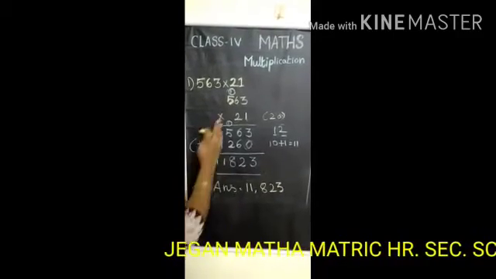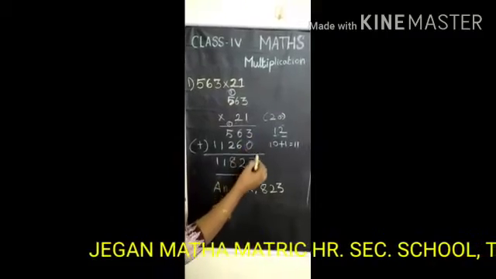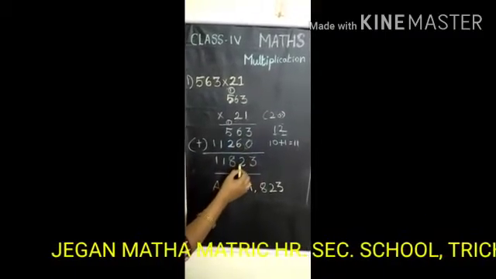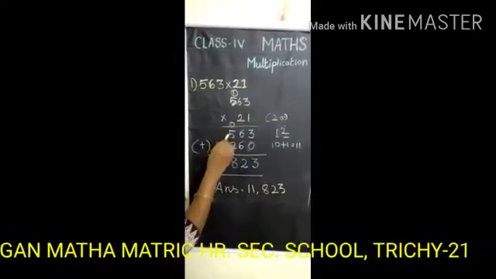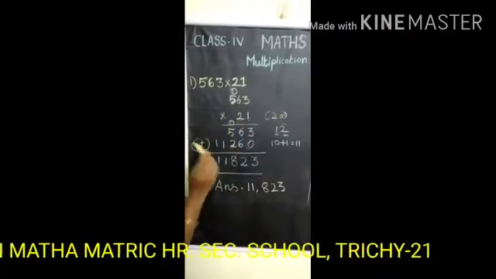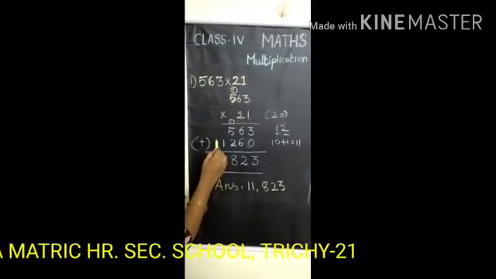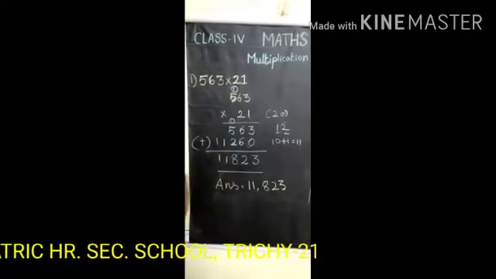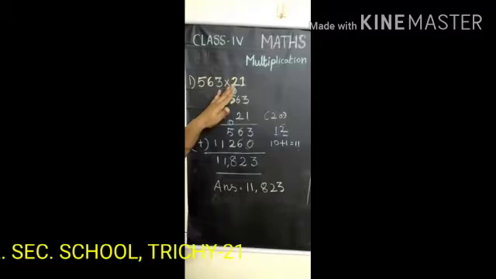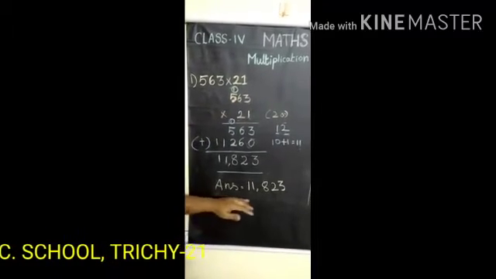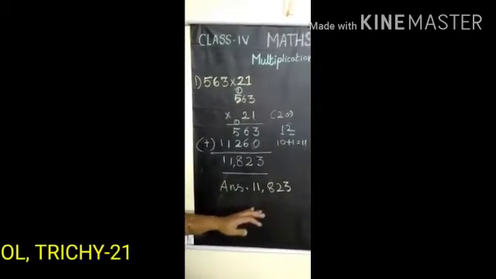But finally add all the products we get. So 3 plus 0, 3. 6 plus 6, 12. Write 2, balance 1 here, carry over to the next number. 5 plus 1, 6. 6 plus 2, 8. Then 1 and 1, so write 11 here. So the final answer for 563 multiplied with 21 is 11,823. Okay children.